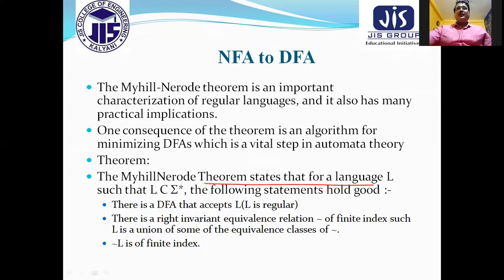suppose the language L is a subset of the input alphabet. If a DFA accepts L, then I can say L is regular. So it is very important, because we can check whether the language L is regular or not. There is a right invariant equivalence relation of finite index such that L is the union of some equivalence classes. Means, by using this Myhill-Nerode theorem, we can also find the equivalence classes of L if I take the union there, and L has finite index. Here it is saying that when you perform the invariant, it must be of finite index.